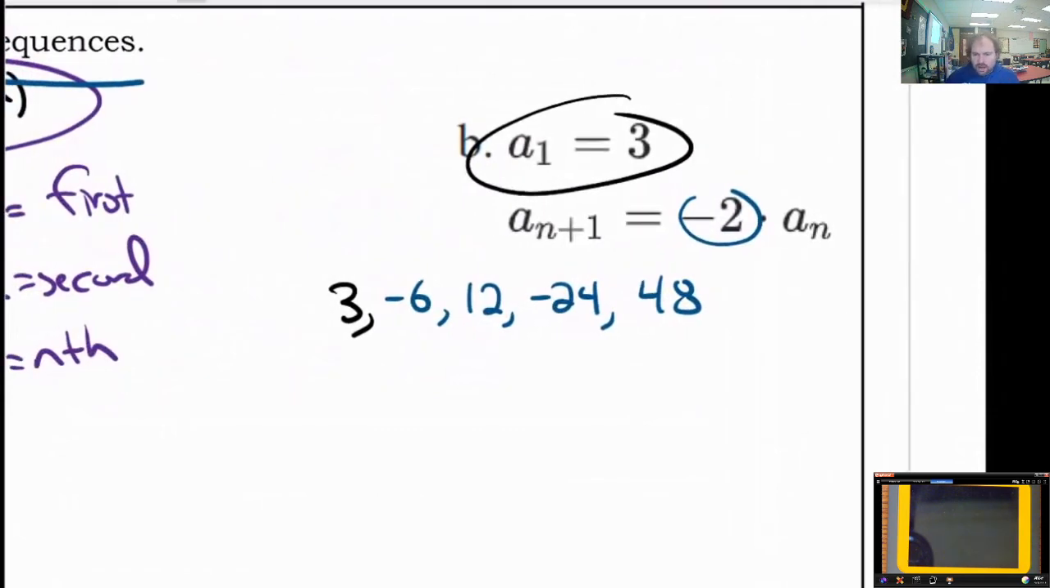That's all right. The first number is 3. But then the pattern tells you that what you're going to do for the next number is you're going to multiply it by -2. So all we're going to do here is take the number 3 and multiply it by -2.